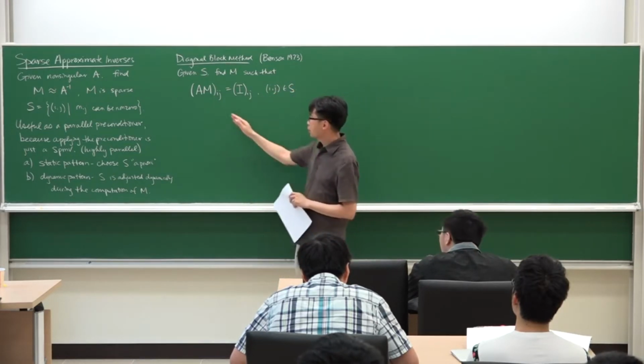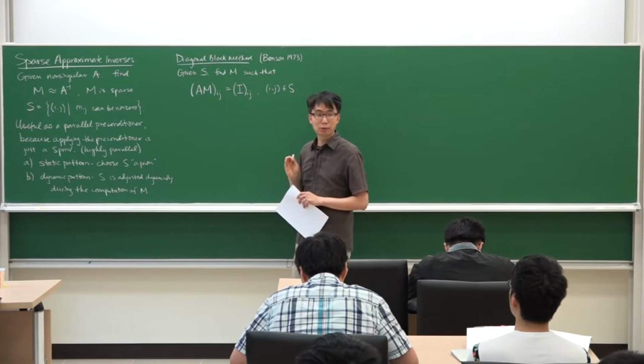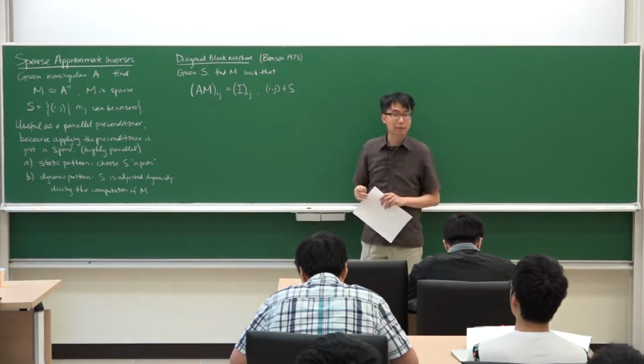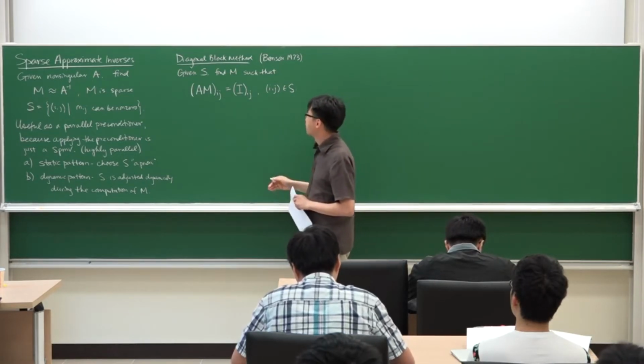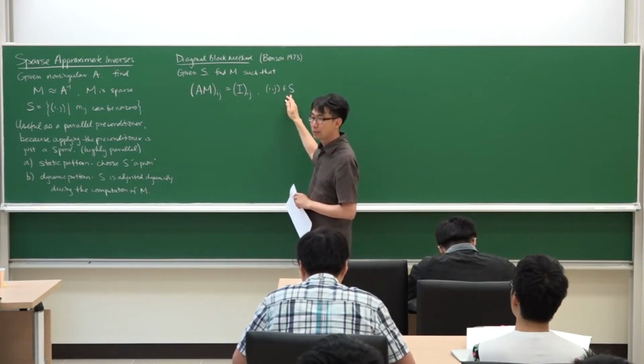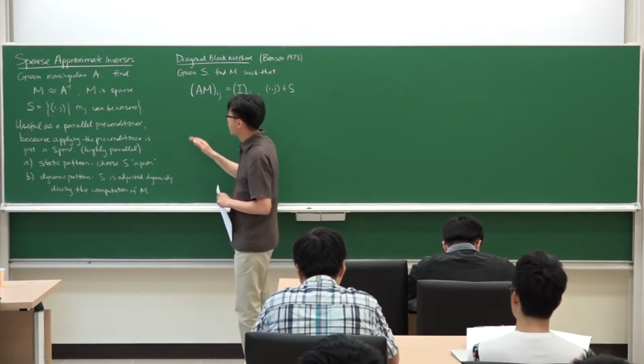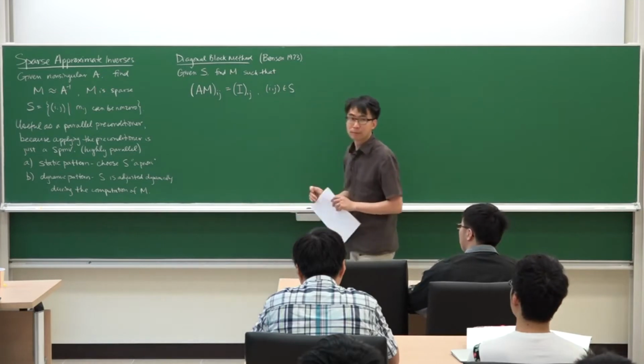Okay? So we're not going to ask for every single location to match. If we did, we'd be computing the exact inverse. Here we're only going to ask for this to match in a small set of locations, right? And this S, again, is also the sparsity pattern of M.